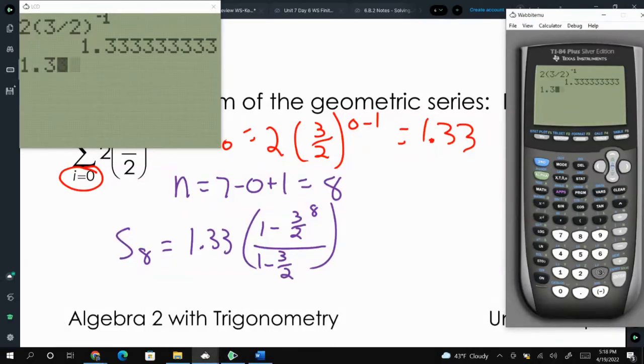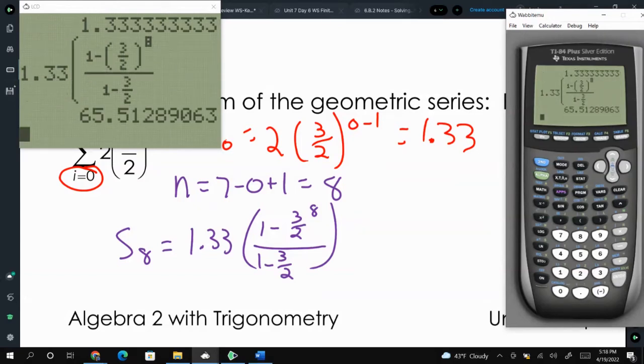but we can still do it. 1.33, parentheses, a fraction, 1 minus another fraction, 3 over 2, raised to the 8th power, over 1 minus 3 over 2. We get 65.51.